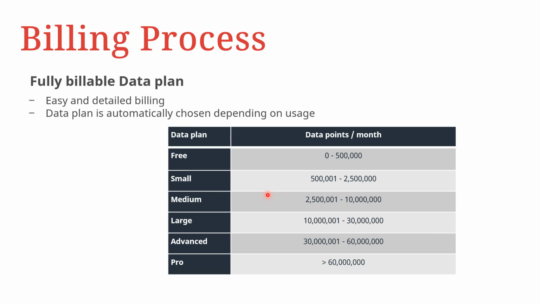For the Solar API, there are billing processes. These are fully billable data plans that we have. So it's easy and detailed. The data plan is automatically chosen depending on the usage. If you are only pulling from 0 to 500,000 data points each month, it is free. Whereas if you're pulling over 500,000 up to 2.5 million and above, you will then be billed depending on the amount of data points and calls that you are pulling from the Solar API.